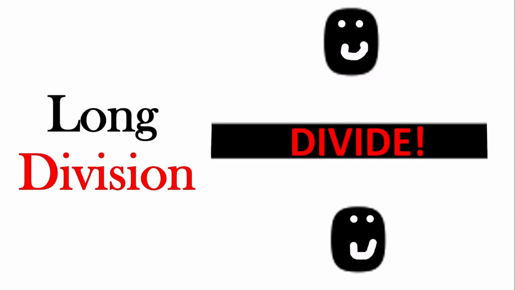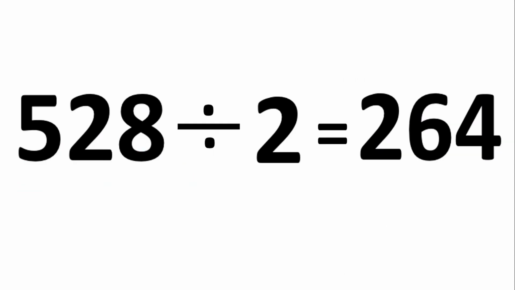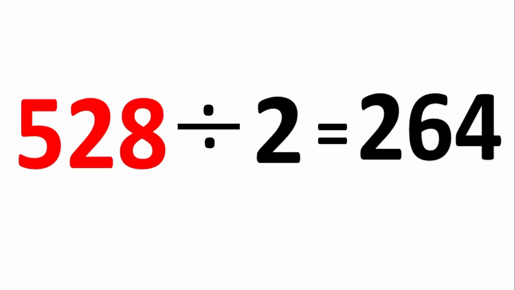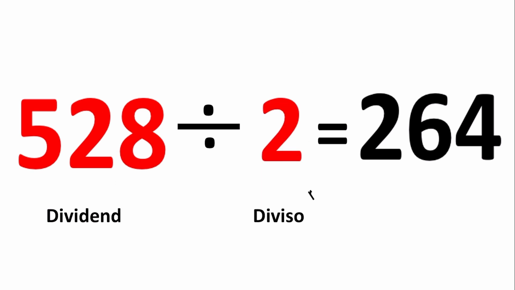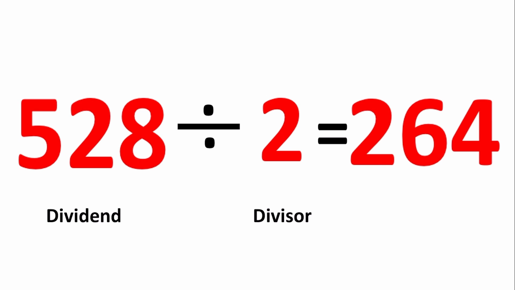Let's get started. First, you have to know that this 528 is the dividend, 2 is the divisor, and 264 is the quotient. A dividend is the number that you're dividing. And the divisor is the number, well, how much you want to put the dividend into. The quotient is the answer of a division problem.